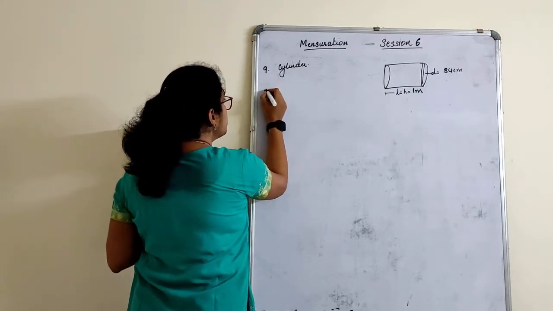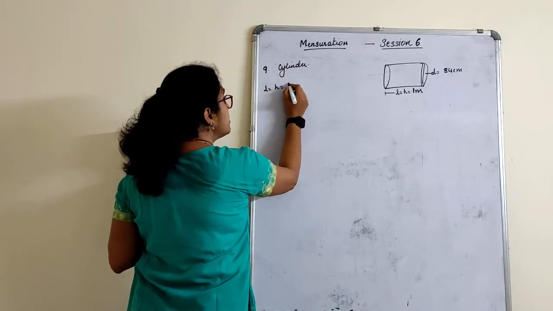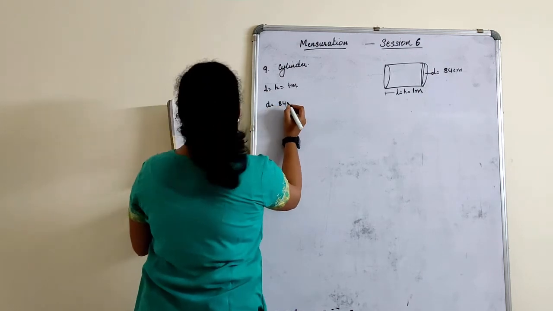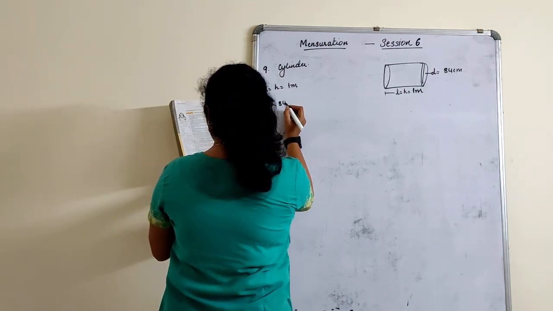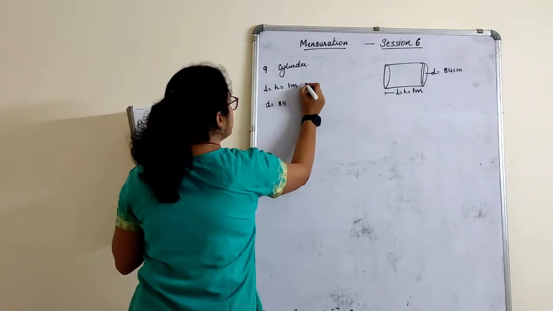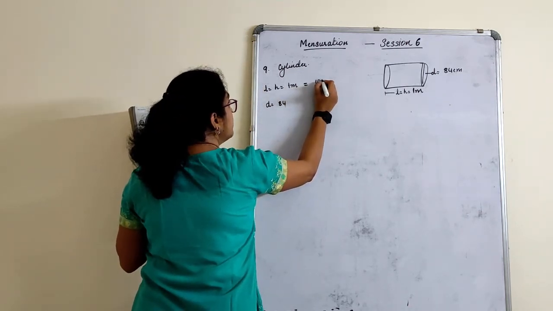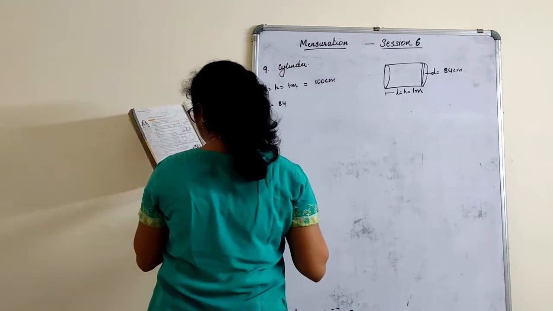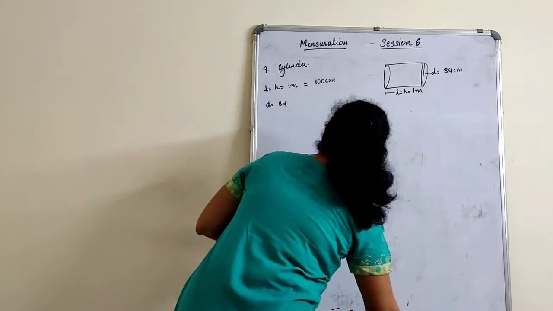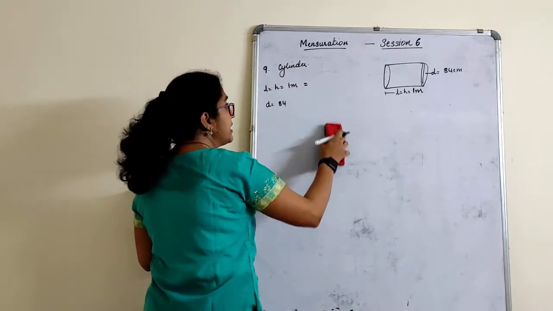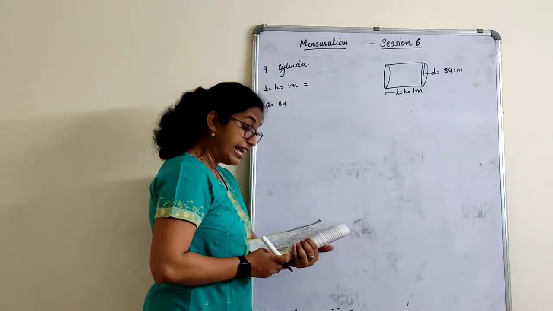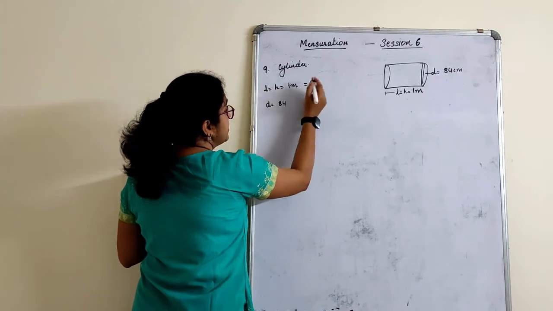Write the dimensions. Length is equal to height is equal to 1 meter. Diameter is equal to 84 centimeter. Okay, keep this as it is. 1 meter is equal to 100 centimeter. Actually, we keep the final answer in meter only. Let that be in meter. The final answer will be in meter. That's actually better. Why? Because we are finding area.